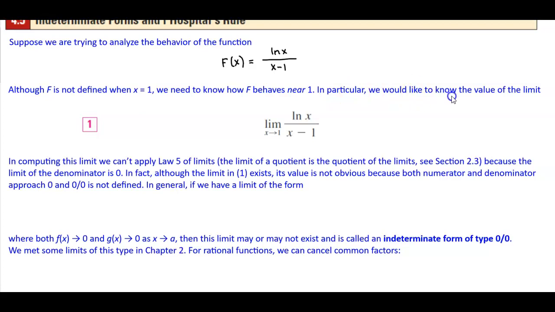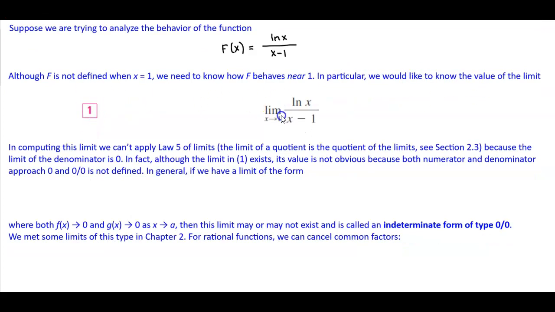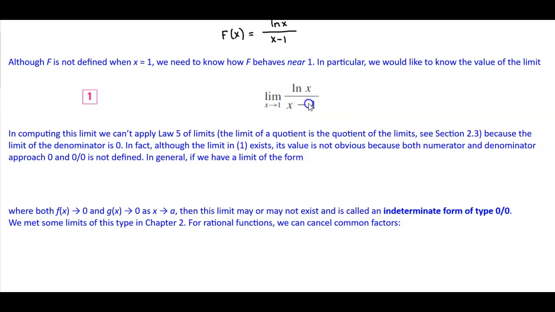In particular, we would like to know the value of the limit as x approaches 1 of the natural log of x over x minus 1. In computing this limit, we can't apply law 5 of limits, the limit of a quotient is the quotient of the limits from section 2.3, because the limit of the denominator is 0. In fact, although the limit in definition 1 exists, its value is not obvious because both numerator and denominator approach 0, and 0 divided by 0 is not defined.